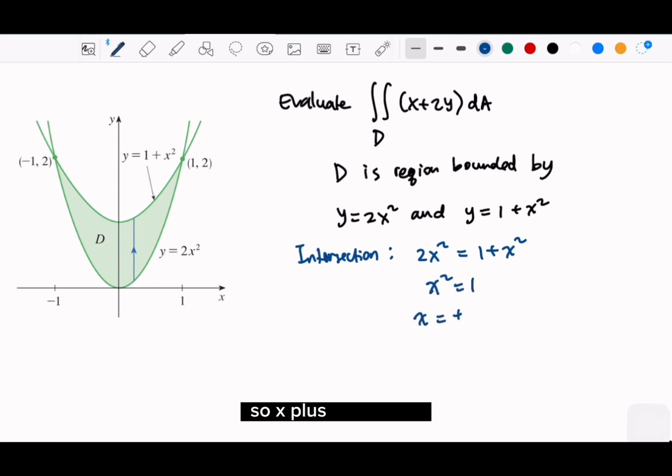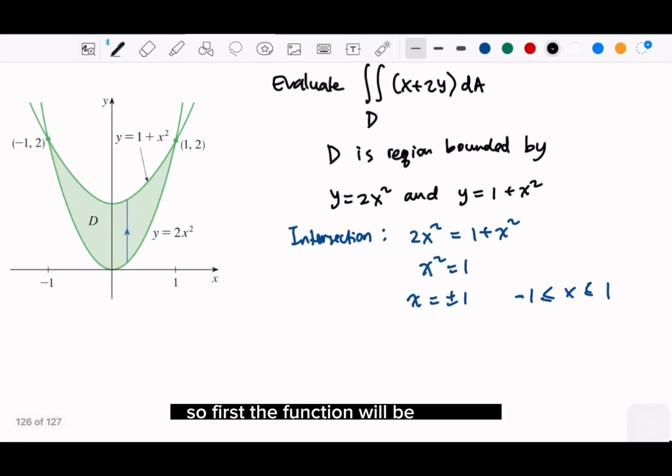So at x plus minus 1. Okay. So x from -1 to 1, right? That will be your integration for x.